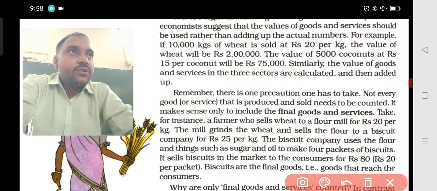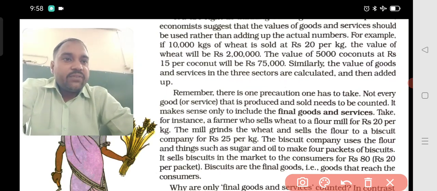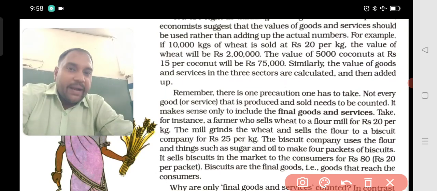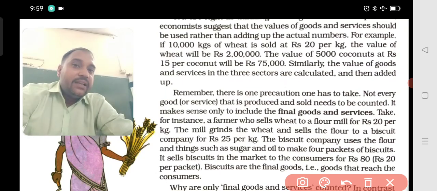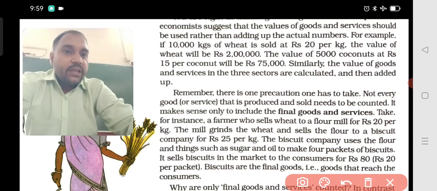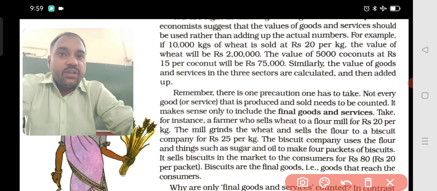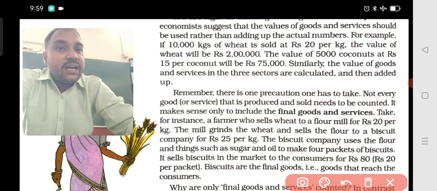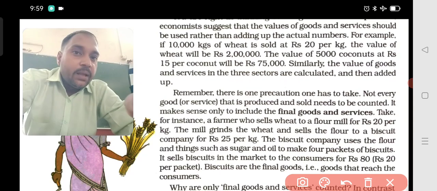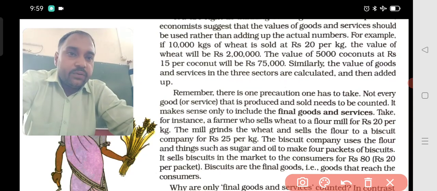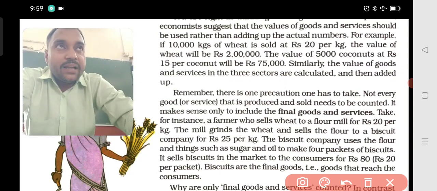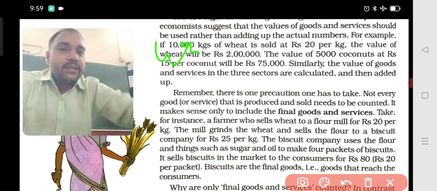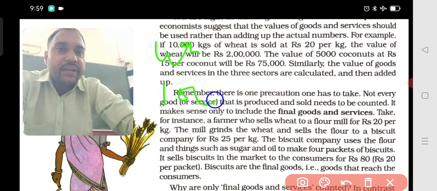Till now we have understood that in the economy, we have to add the goods and services produced by all three sectors, and while adding the value in the economy, we have to take the final value of the goods and services produced. We have clearly understood what is the final value and what is the intermediate value. Again I repeat my example: there is a farmer who produces wheat for rupees 100.